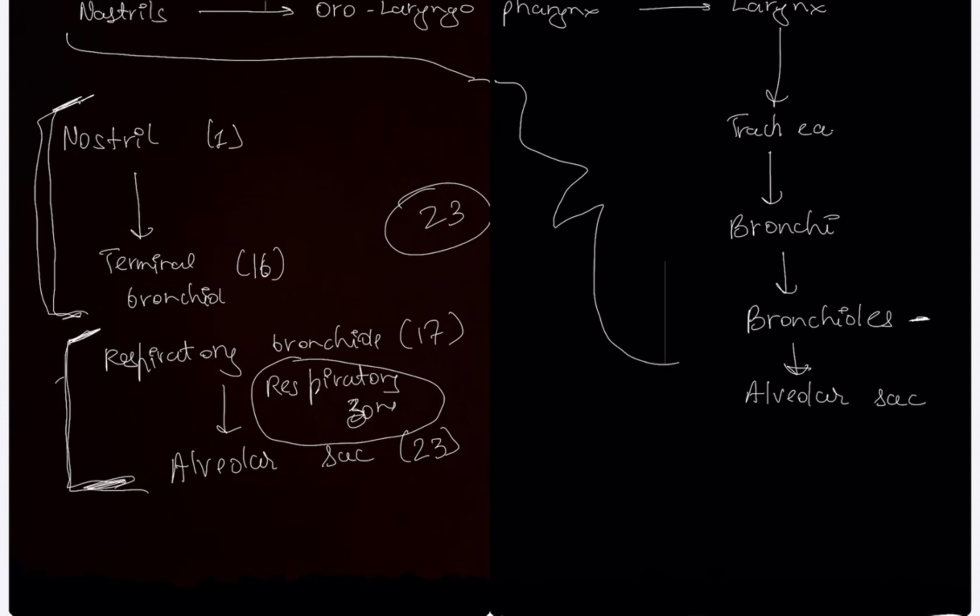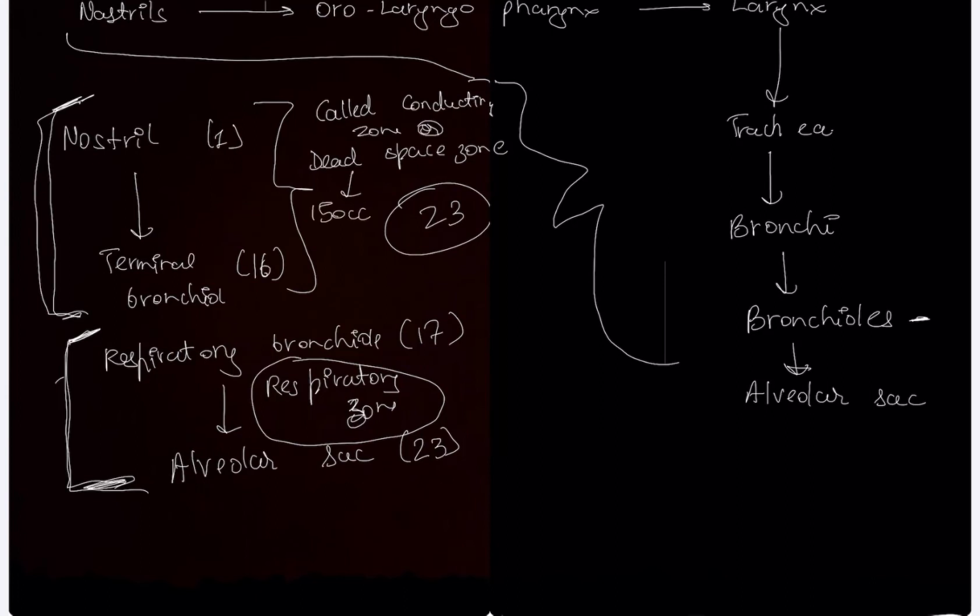And one more thing: from the nostril to the terminal bronchioles, air is always present in this part. So this whole zone we call the conducting zone or dead space zone. It's approximately 150 cc, and this air is always present in your lungs. 150 cc.